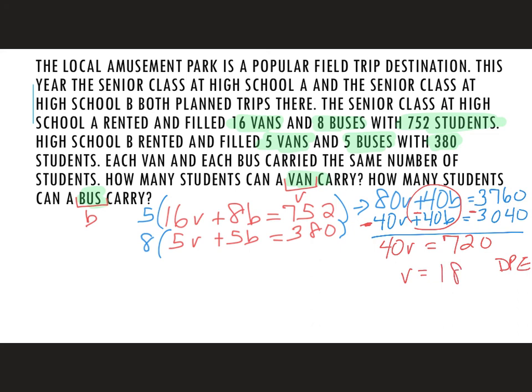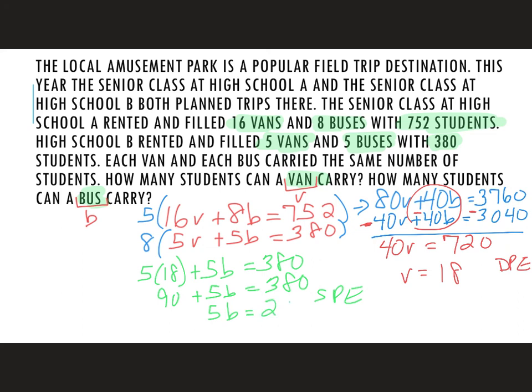Then I'm going back to my original equations. Please remember to go back to the original equations. I have a value of V of 18, so I have 5 times 18 plus 5B equals 380. So 5 times 18 gives me 90 plus 5B equals 380. I use my SPE. So I get 5B equals 290. I'm going to divide that by 5. And I get B equals 58.